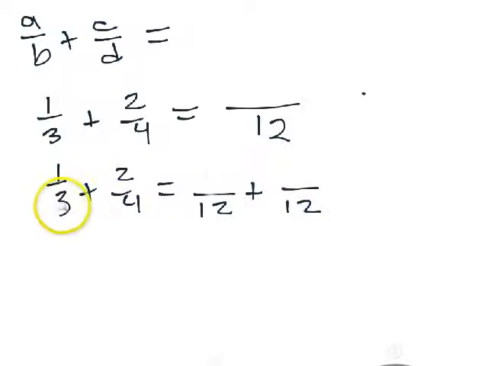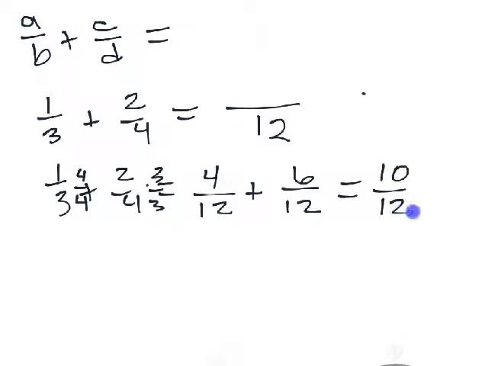Well, what do I need to multiply 3 by to get 12? I have to multiply by 4. So I have to multiply by 4 top and bottom, and I get 4 over 12 here. And here I have to multiply by 3 top and bottom. So I get 2 times 3, or 6 out of 12. So altogether, now they have the same denominator, altogether I get 10 out of 12. And again, you can reduce that if you want, but that's not the point.